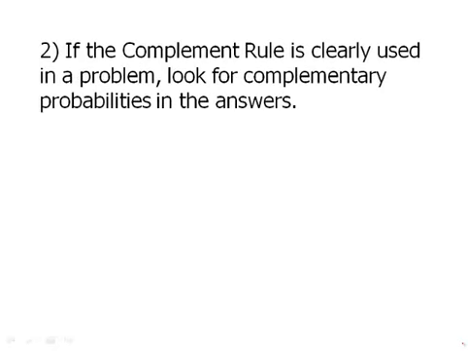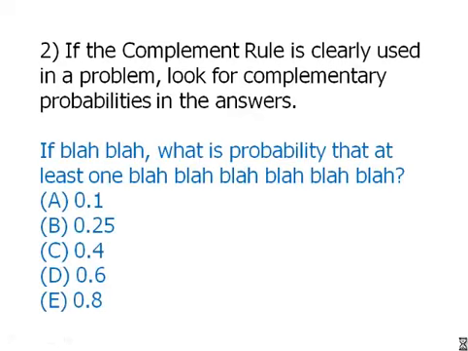Second, if the complement rule is clearly used in a problem, even if you don't know how to solve the problem, look for complementary probabilities in the answers. What do I mean by this? Suppose we have this question: If blah, blah, what is the probability that at least one blah, blah, blah? We have no idea what this question is about. It might as well be written in blah, blah. But you spot these magic words, at least one, and you remember that in an at least one problem, the quick way to do it is using the complement rule. Of course, that's what the test maker has in mind.